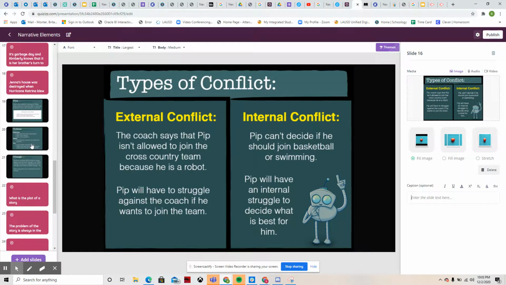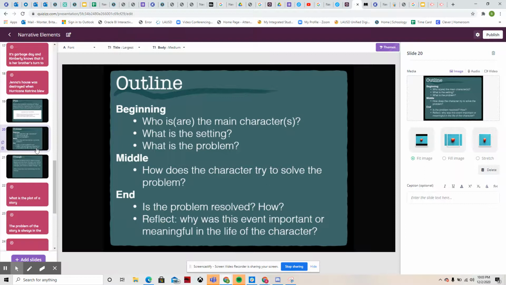All right. Again, the outline of the plot is that clear beginning. So in the beginning, we find out who the main characters are, what the setting is, what the problem is. We figure out the middle: how does the character try to solve the problem? And we figure out the end. Is the problem resolved? Did we fix the problem? And how did the character change? So reflect: why was this event important or meaningful in the life of the character? Okay, so great job, everyone.